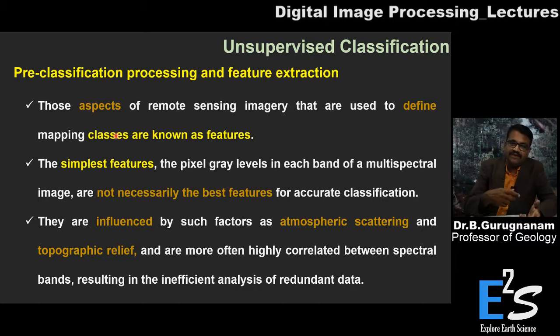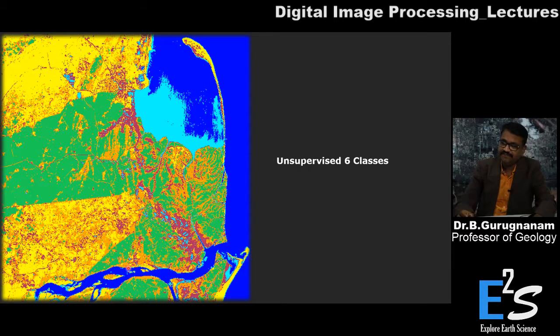So what the system is doing, the system is grouping and saying that this is one feature. Sometimes all need not be a single class. That is the first aspect. All aspects of the reflectance are grouped as a feature. The simplest feature, sometimes only 2 pixels or 3, simplest features are not necessarily the best feature. Sometimes atmospheric scattering or topographic relief variations will affect the pixel value, and with that we cannot conclude in which category the pixel has to be categorized.